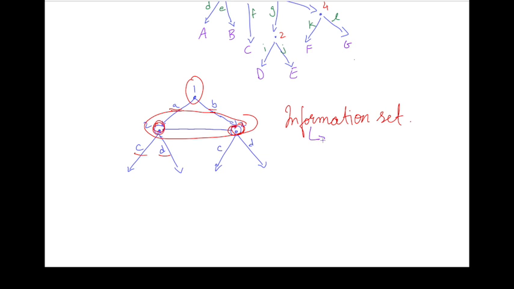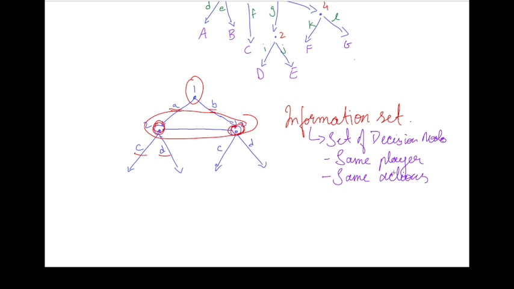So this is a set of decision nodes. They all have the same player. And because they have the same player, and the player cannot distinguish between them, he can't have different actions at them. So if at one of the nodes I have actions A and B, and at the other node I have, let's say, C, D, and E, well, clearly those aren't the same node. So they have to have the same actions. That's what we call an information set.